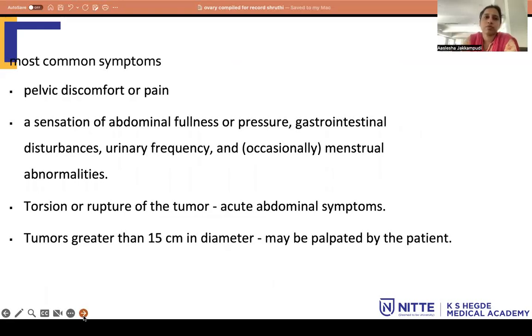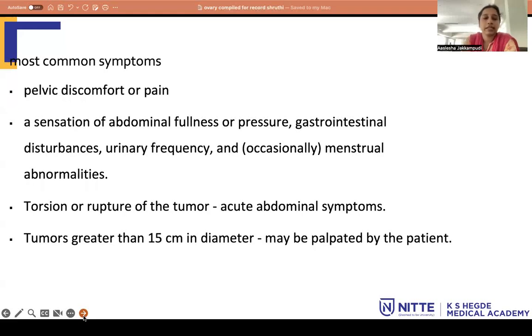Most common symptoms of ovarian tumors are pelvic discomfort or pain, and the sensation of abdominal fullness or pressure may be there. They may have gastrointestinal disturbance when the tumor is larger because of pressure on the GI tract. They can have increased urinary frequency, or occasionally they can present with menstrual abnormalities when the tumors are producing hormones. Whenever there is torsion or rupture of a large cystic tumor, they can present with acute abdominal symptoms.